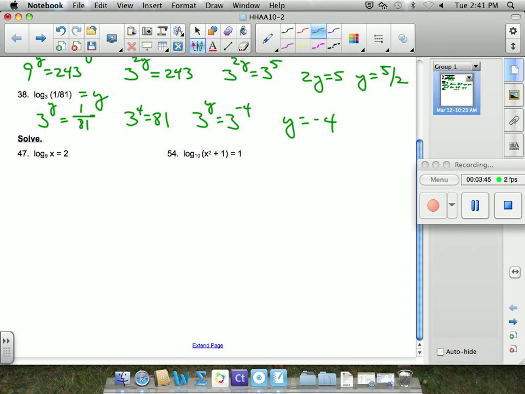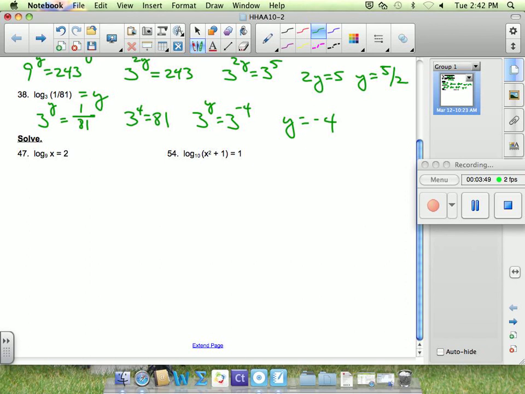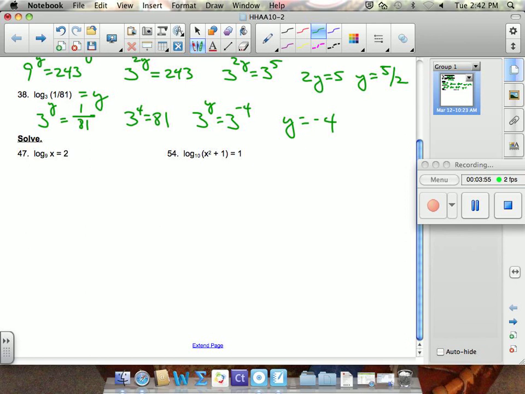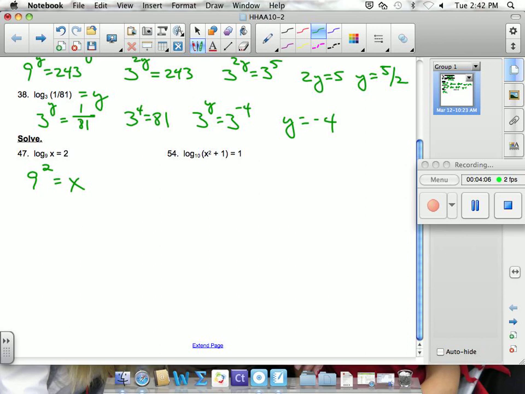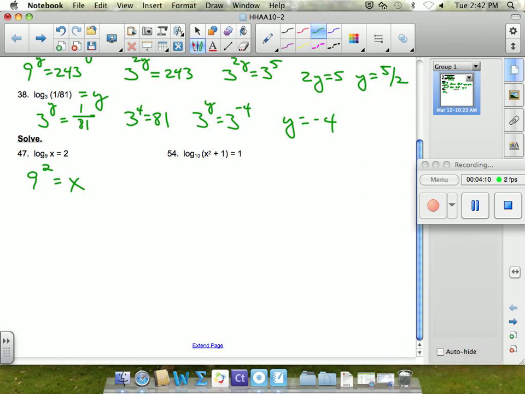Now, looking for a variable in a different spot. In 47, I have log base 9 of x is equal to 2. I don't know what x is, so let's switch the forms again. Instead of log, let's make it exponential. Base is 9, power is 2, equals x. So by switching the forms, going from log to exponential, you now have an equation that's easy to solve. 9 squared is 81, so x is 81.